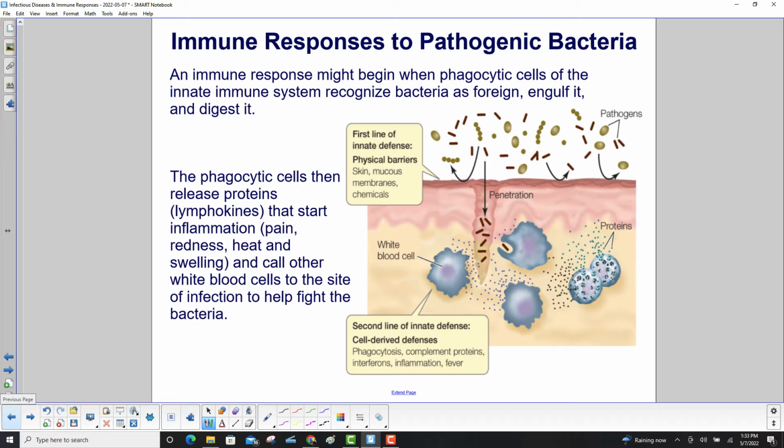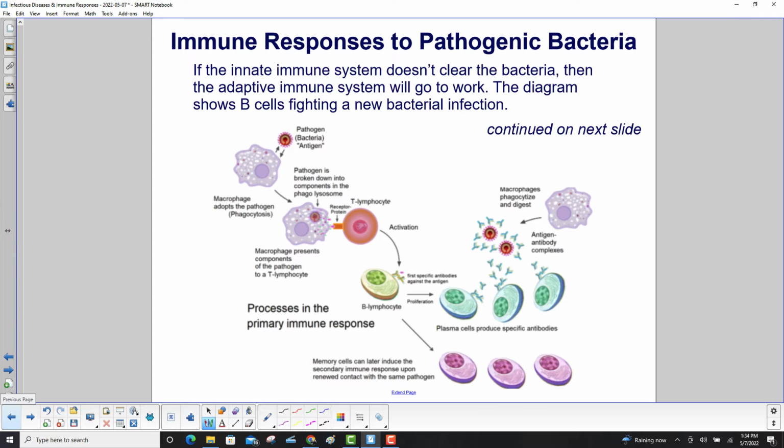An immune response might begin when phagocytic cells of the innate immune system recognize the bacteria as foreign or non-self. They engulf it and digest it. The phagocytic cells then release proteins over here that start inflammation, the pain, redness, heat, and swelling, and call other white blood cells to the site of infection to help fight the bacteria. If the innate immune system doesn't clear the bacteria, then the adaptive immune system will go to work.